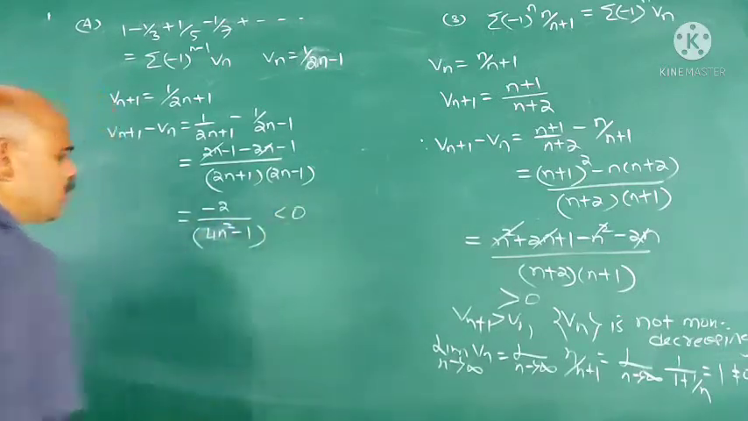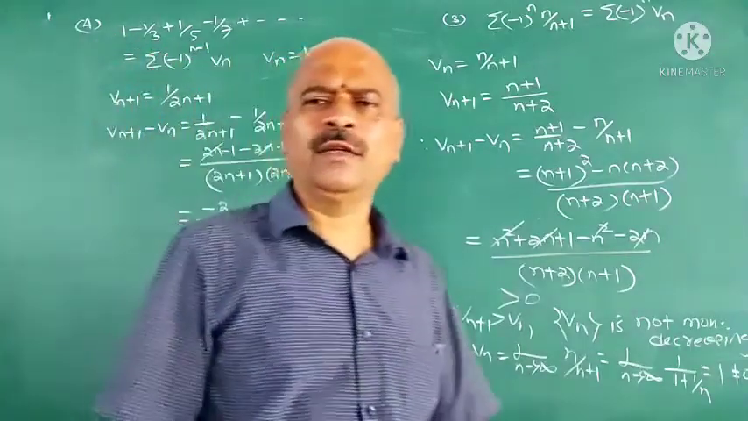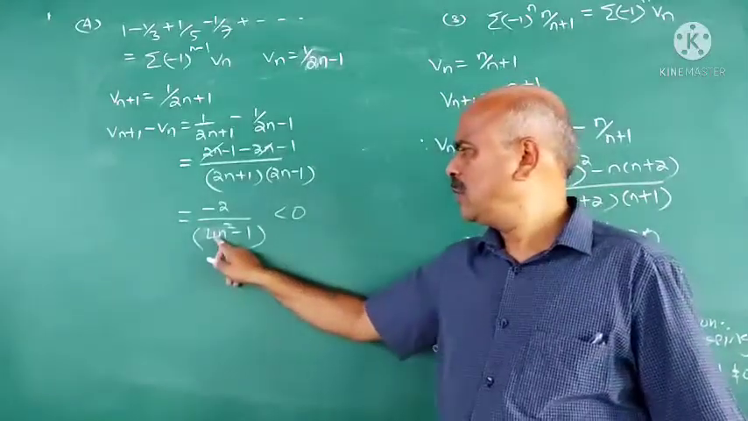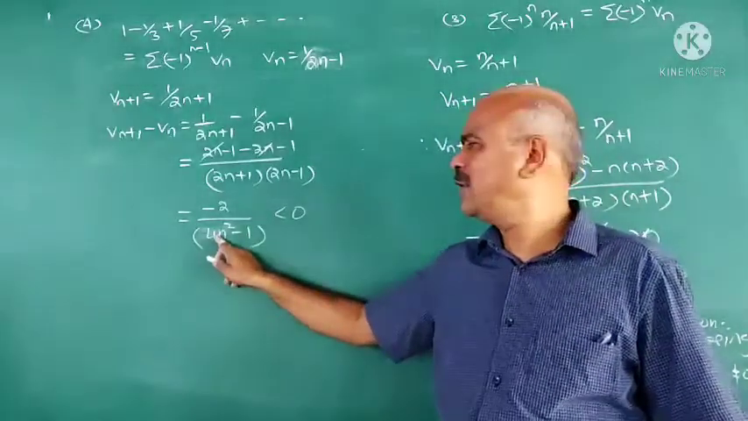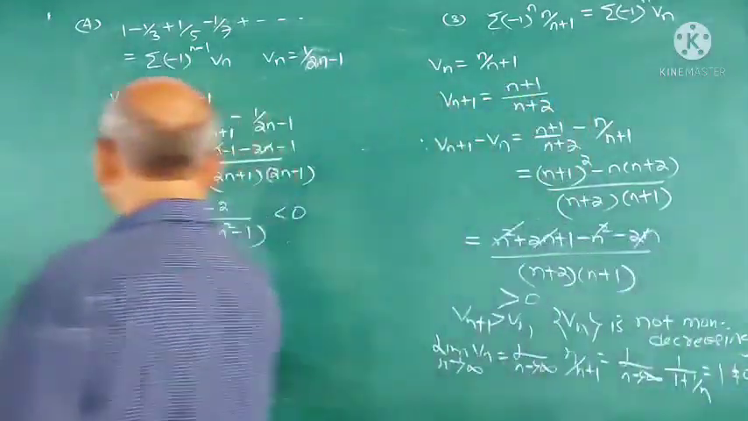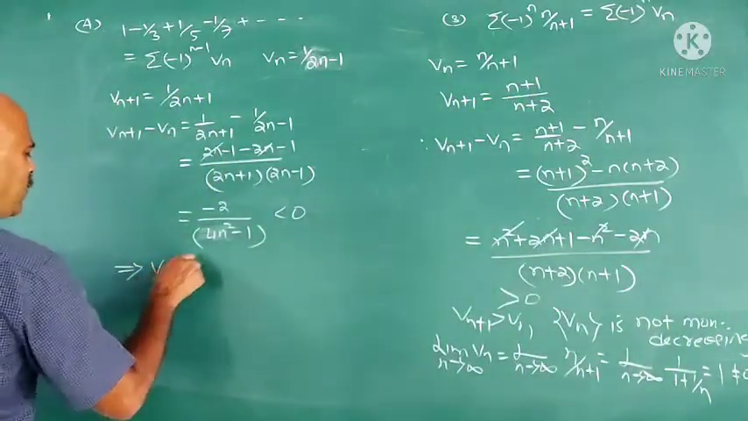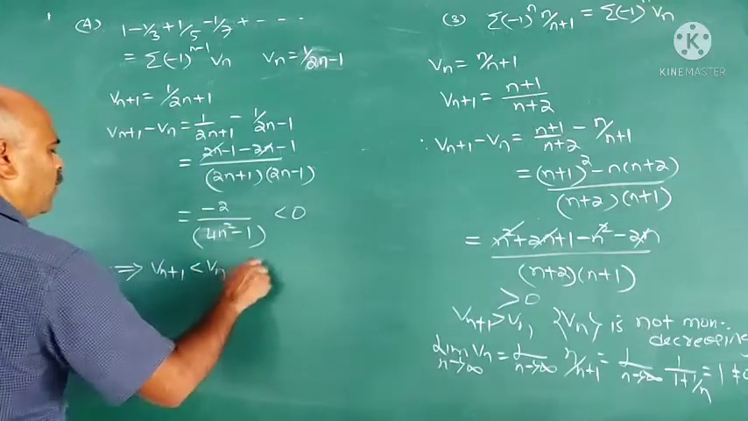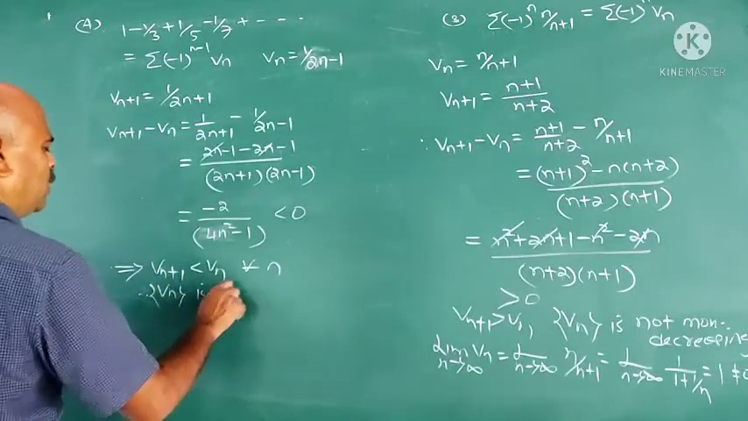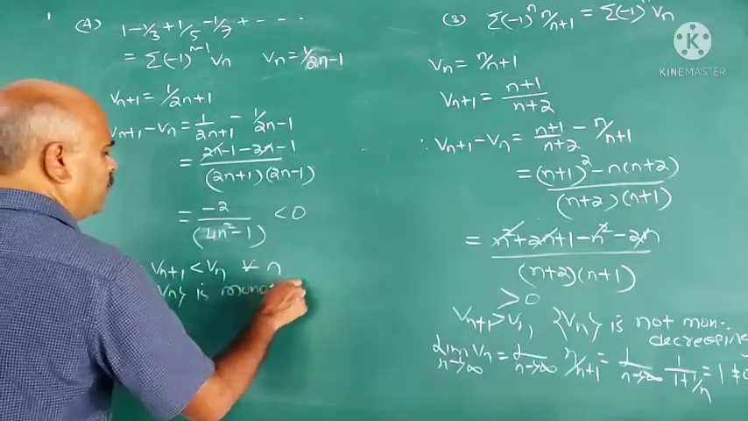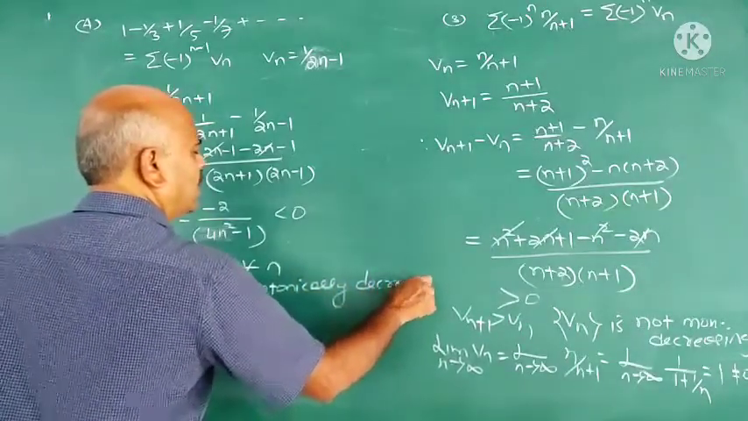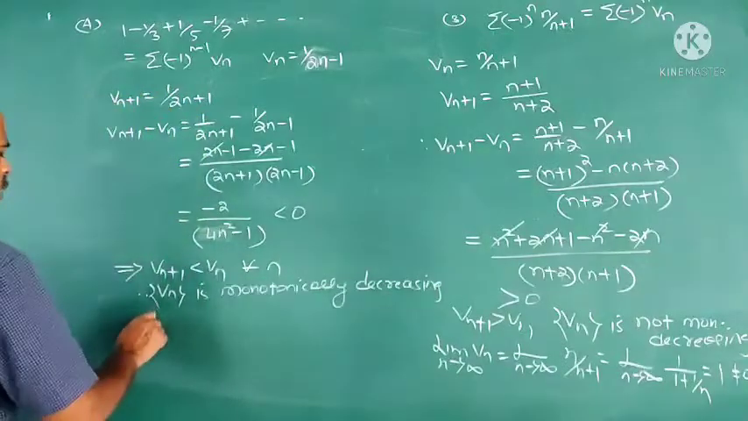It is less than 0 because 4n square minus 1 is positive for all n. N stands for natural numbers here: 1, 2, 3, etc. For all n, 4n square minus 1 is positive. Minus is there, therefore less than 0. What does this imply? Vn plus 1 is less than Vn for all n. Therefore, sequence Vn is monotonically decreasing.